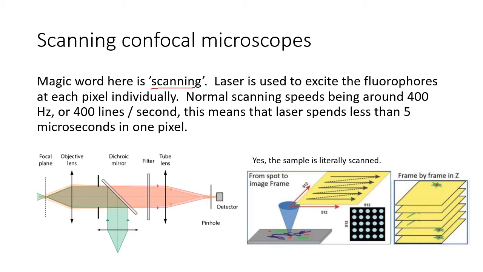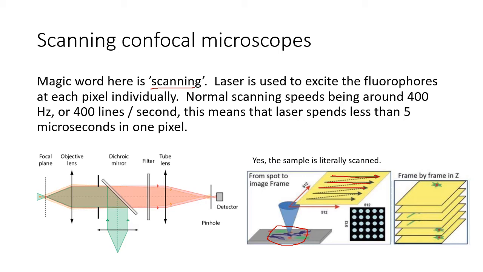So assuming we have our sample here, the microscope actually literally scans it with a laser. First the laser will draw one line, and then it will jump and draw another line, and jump and draw a third line, and so on, until we have scanned the whole sample.